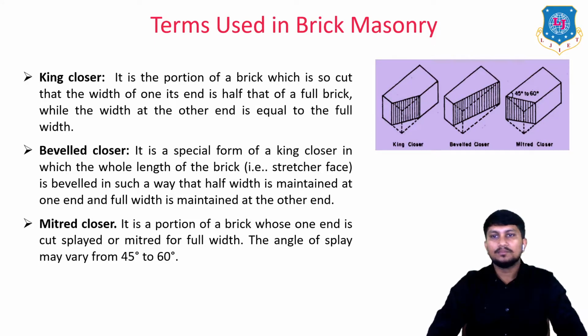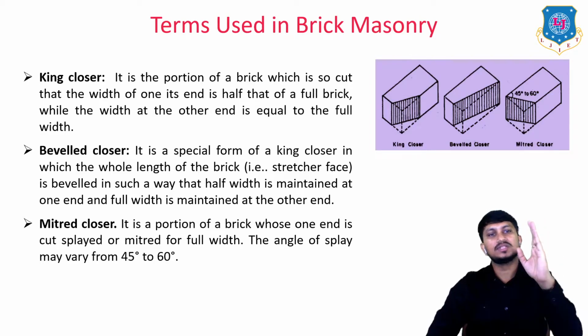Next is bevel closer. It is a special form of a king closer in which the whole length of the brick is beveled in such a way that the half width is maintained at one end and the full width is maintained at the other end. Next is miter closer. It is a portion of brick whose one end is cut splayed or mitered for full width. The angle of splay may vary from 45 degree to 60 degree.